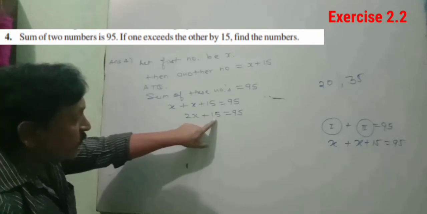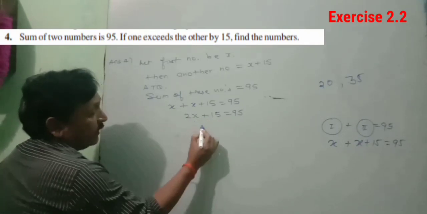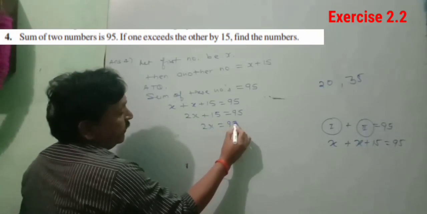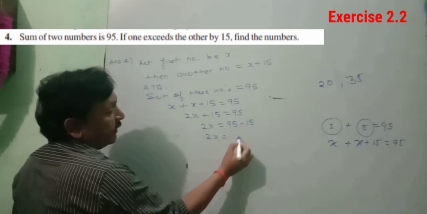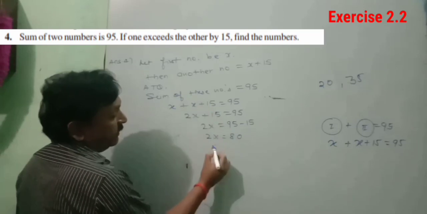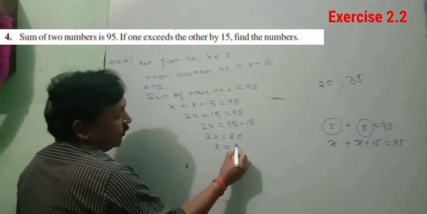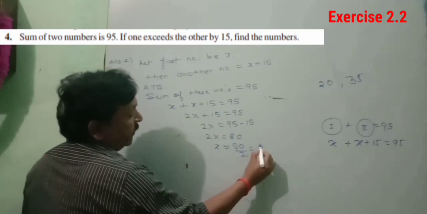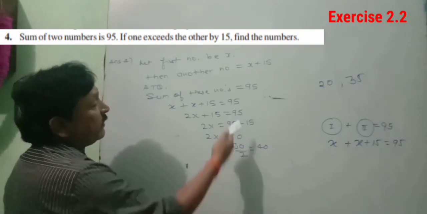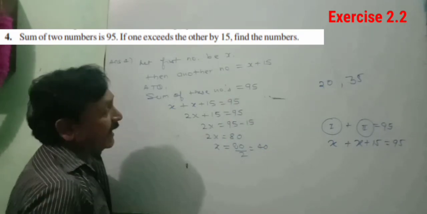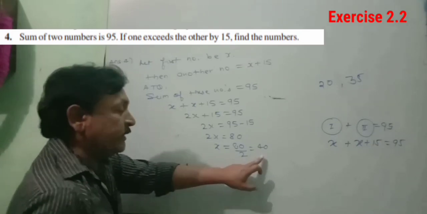Again we have to transpose 15 to the right hand side. So 2x will be equal to 95 minus 15. 5 minus 5 is 0, 9 minus 1 is 8. So 2x is 80. Transpose this 2 also: 80 upon 2 becomes 40. The sum of these numbers was just 95 and no unit was given, so it is just 40.